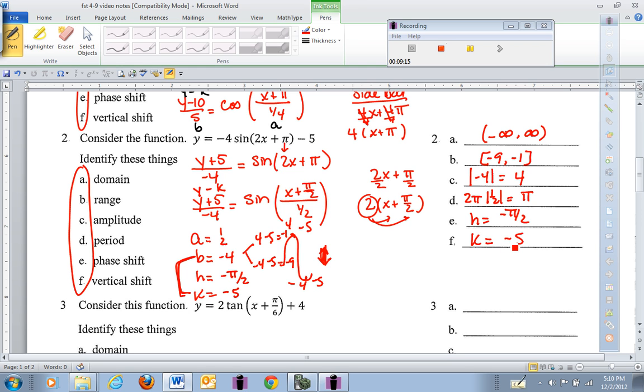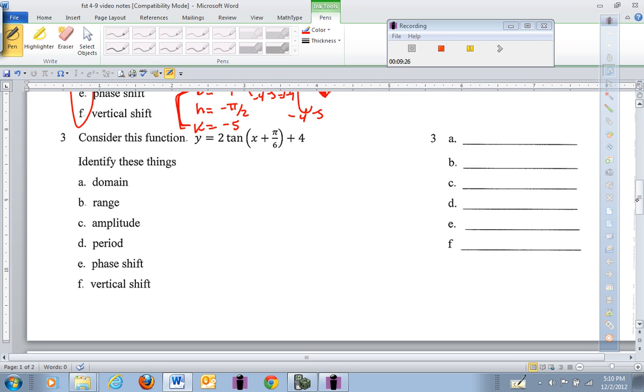Alright, so once you get your A, B, H, and K figured out, it's not too hard to find all the parts they want for us over here. Okay, I thought I'd better show you a tangent one because sometimes those can be kind of tricky. 2 changes on it will come right here when we study amplitude and period. There'll be 2 big changes right here. But for now, we just want to dismantle it like we've done all the others.